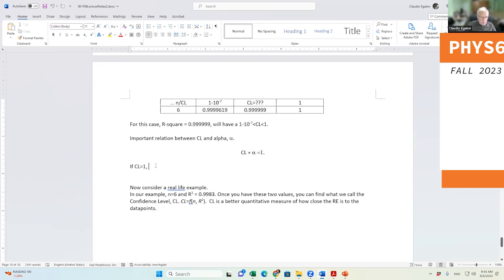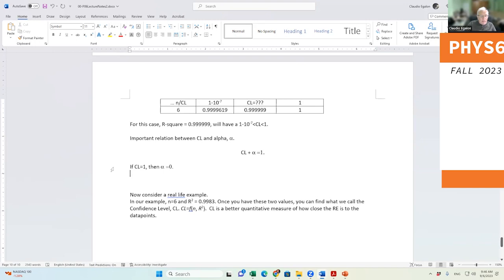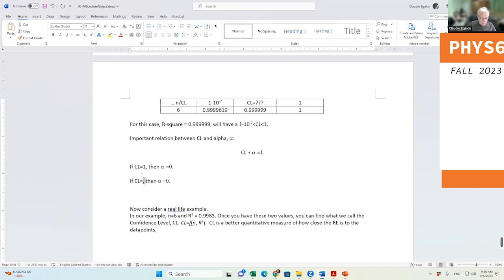So if CL is equal to 1, it means that alpha is equal to 0, right? If CL is equal to 0, like the other case that we did, alpha is equal to 1. It becomes easier to understand when we put that in writing, right?